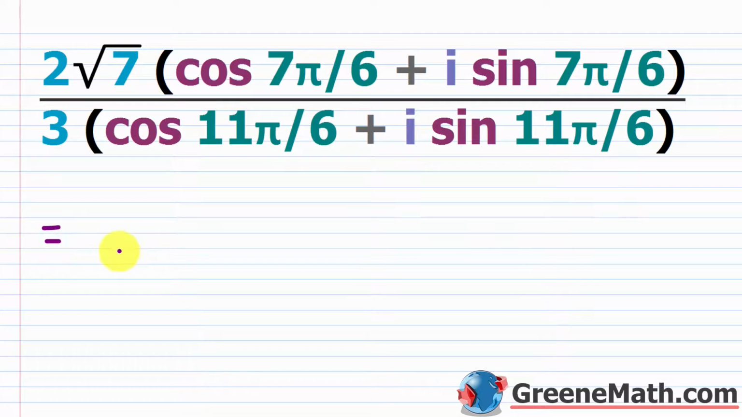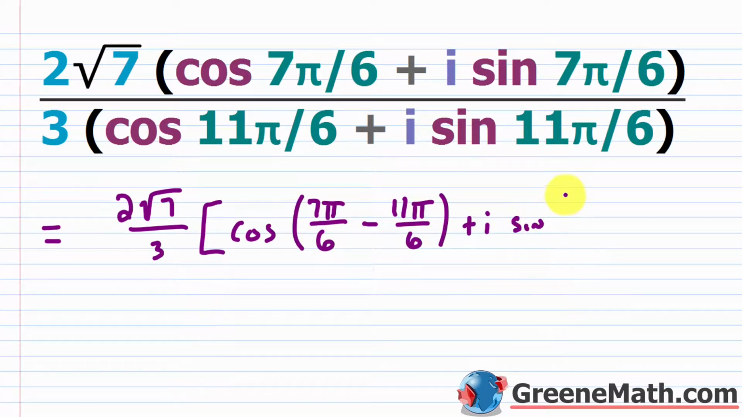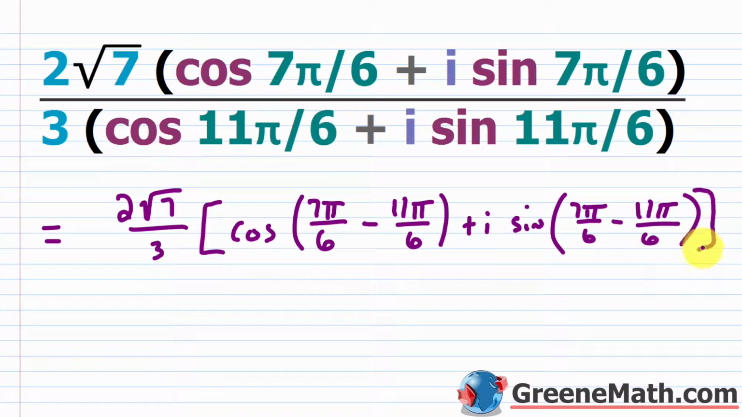So let's go ahead and say this is equal to, I'm going to divide the absolute values. So I'm going to say 2 times square root of 7 over 3. This is going to be times the quantity. What you're going to do here is you're going to have your cosine of, you're going to subtract these arguments. So I'm going to do 7 pi over 6 minus 11 pi over 6. And I'll take care of this in a moment. I'll just leave it like this for now. And then plus i times your sine of, again, you're doing the same thing, so 7 pi over 6 minus 11 pi over 6. Okay, so just like that.